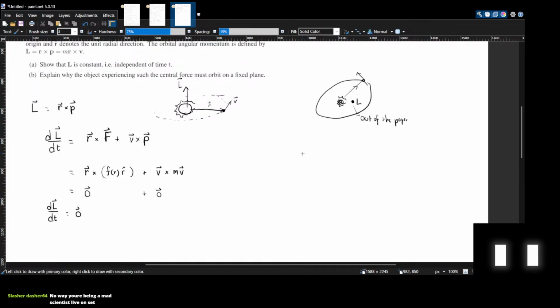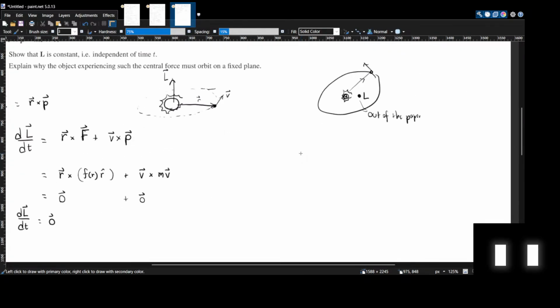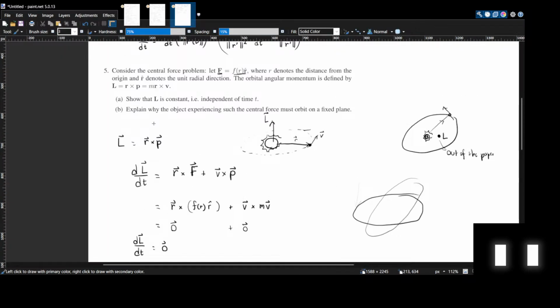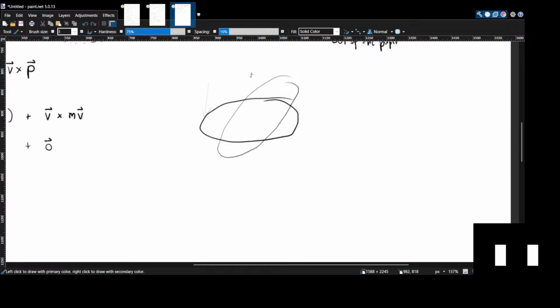So explain why the object experiencing such a central force must be on a fixed plane. What this is saying is that once you're spinning around on this plane, it doesn't just randomly tilt over. Well, if you have something that pushes it, then obviously it will start to tilt around. But in this case, it won't because the angular momentum is always perpendicular. The angular velocity is perpendicular to the plane of orbit.